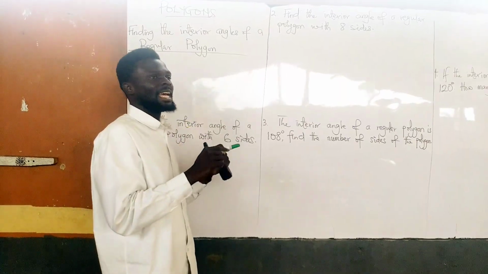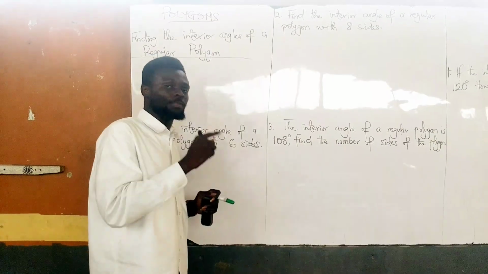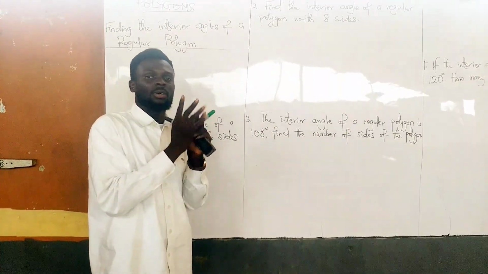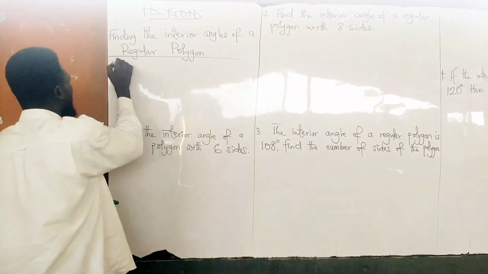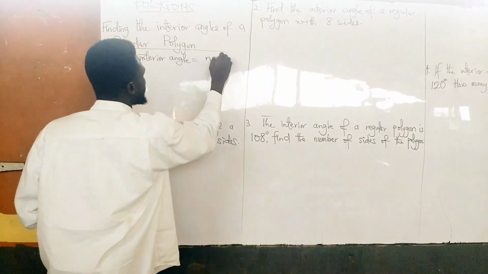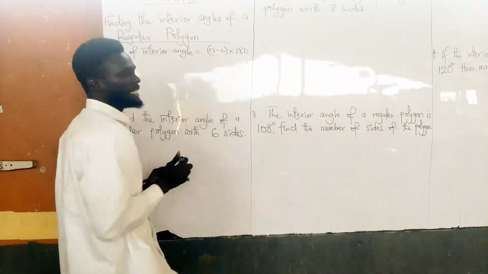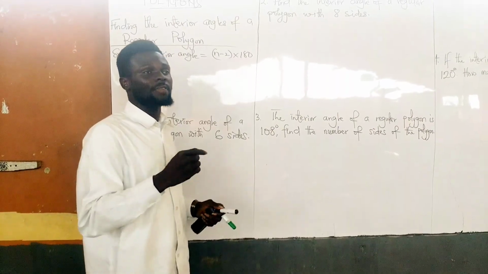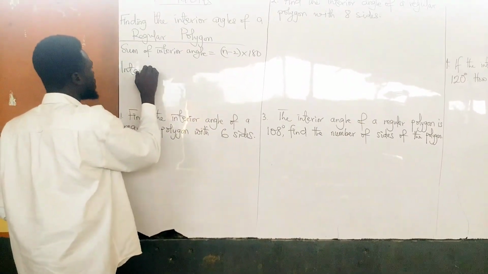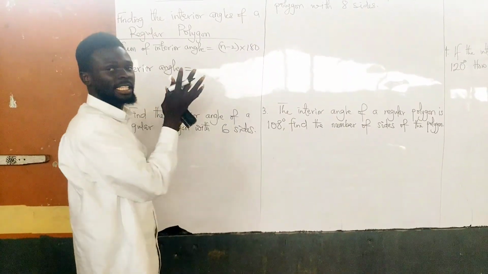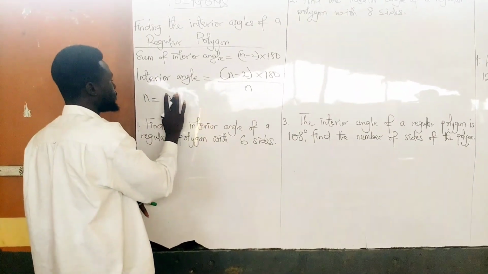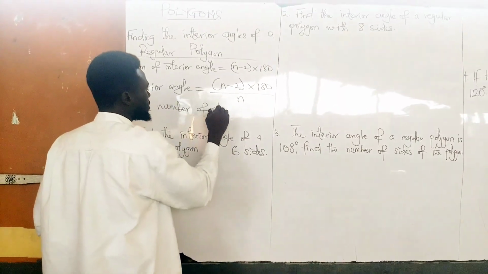So if I want to calculate each interior angle of a regular polygon, then we are going to divide the sum of the interior angles by the number of sides. So what is the sum of interior angles? We were told that the sum of interior angles is given as n minus 2 times 180. Because a regular polygon has each of its interior angles the same, if I'm to calculate the interior angle of a polygon, it is n minus 2 times 180, all divided by n, where n is the number of sides.